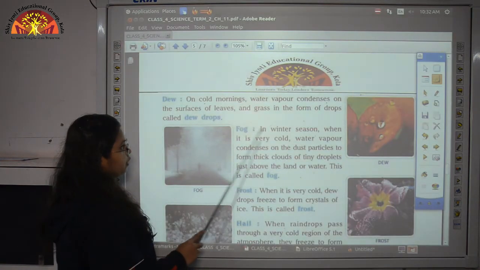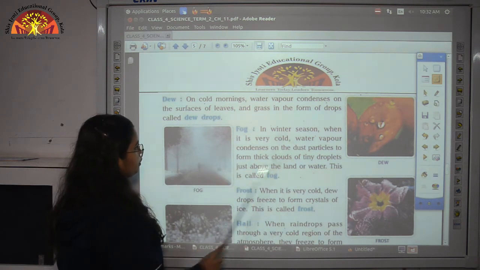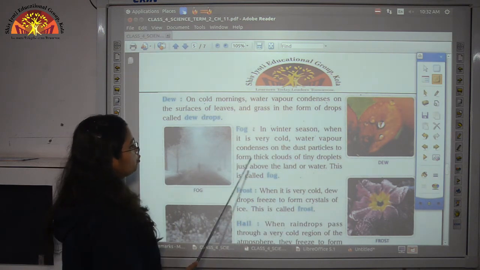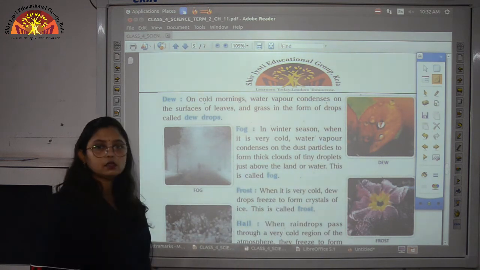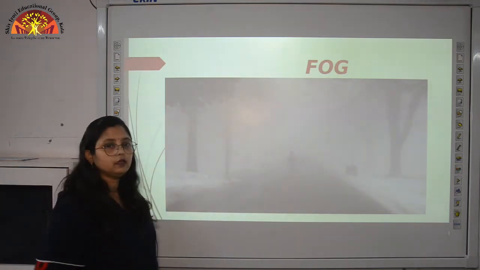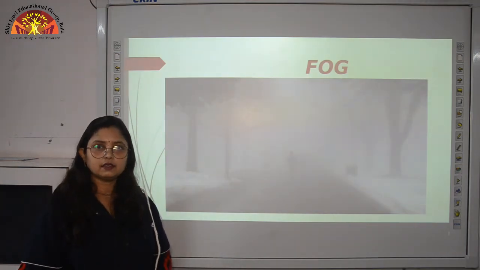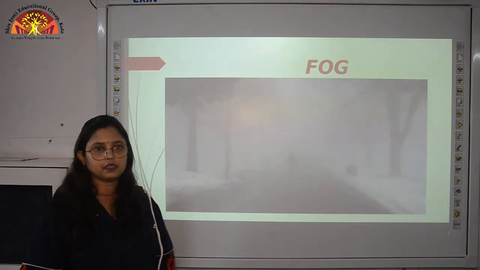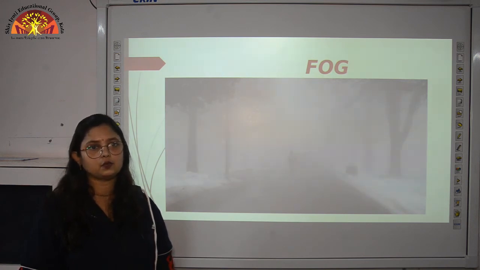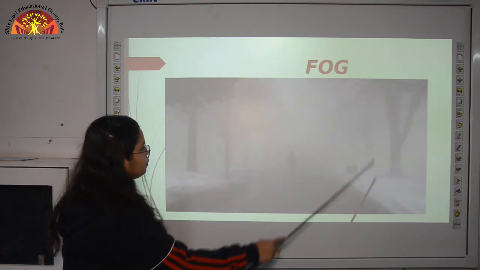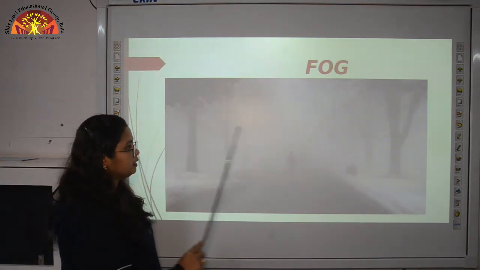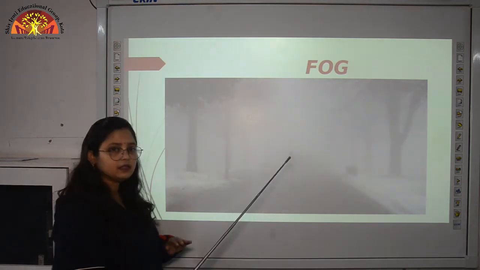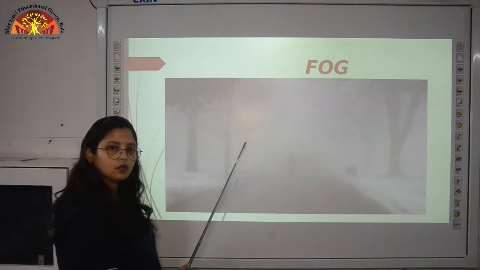Another form here is fog. In winter season, when it is very cold, water vapor condenses on the dust particles to form thick clouds of tiny droplets just above the land or water. This is called fog. Now see children, nowadays when you go outside, the weather is foggy. You might have seen that nothing is visible when you go outside early in the morning. So why is this so? This type of condition is called fog, and it is so because the water vapor gets condensed in the air and remains suspended there, so it causes fog.